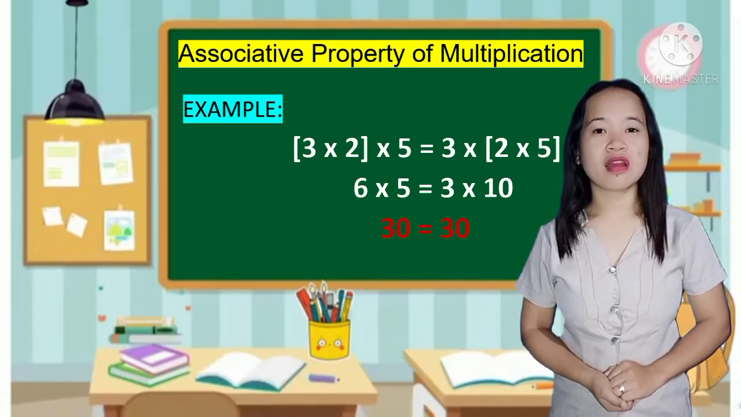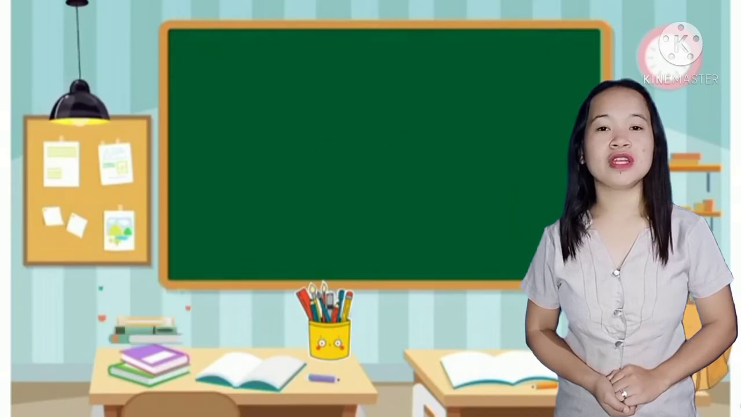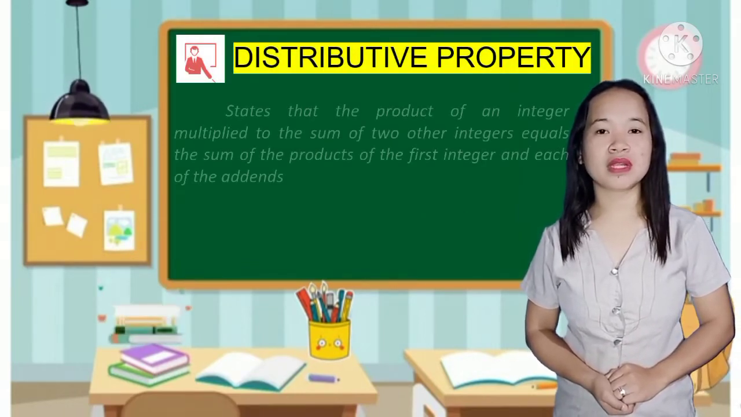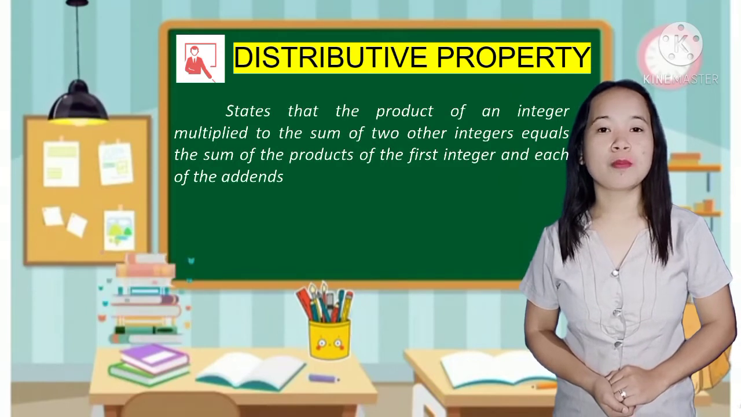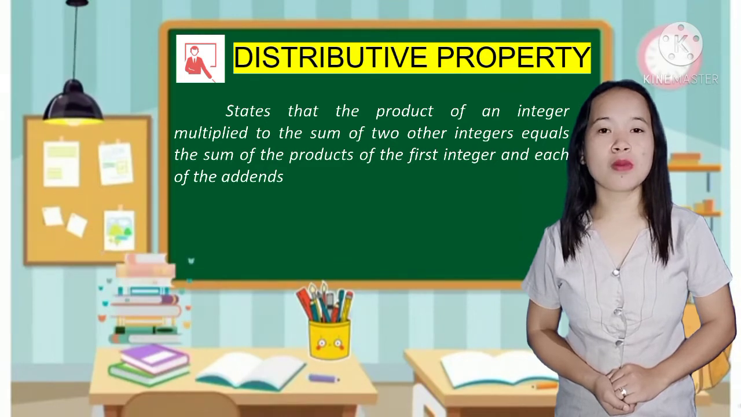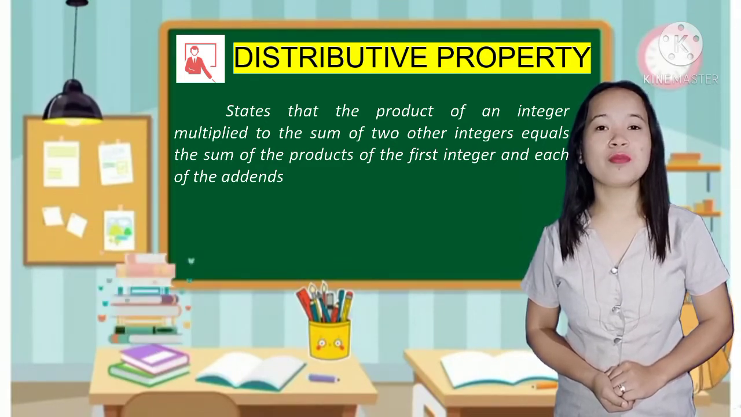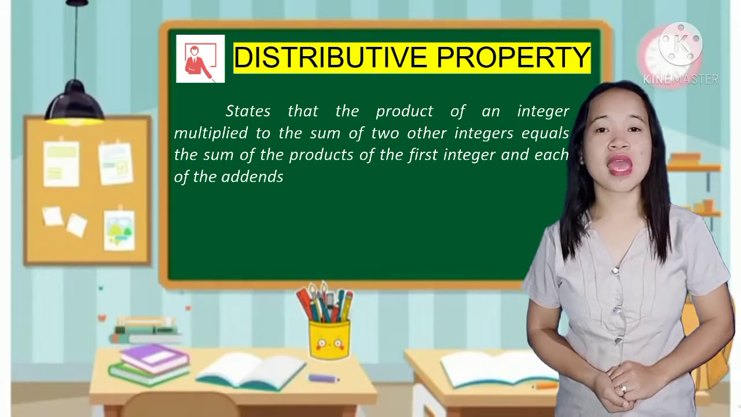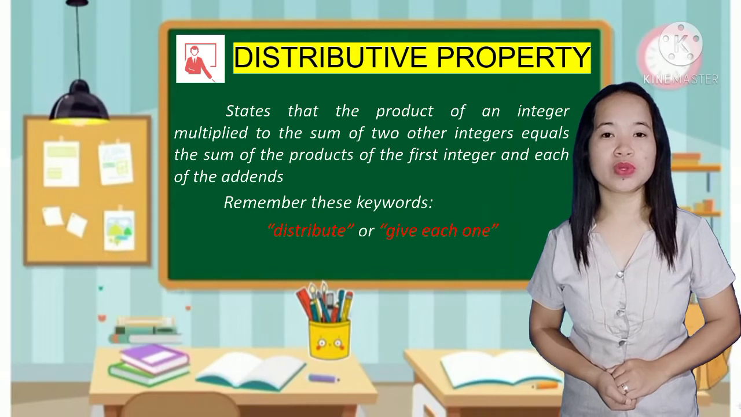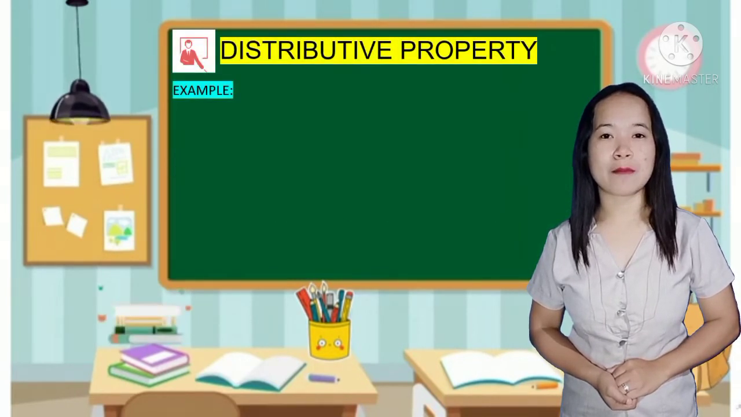Now, we are on the fourth property of the operations on integers, the distributive property. Distributive property states that the product of an integer multiplied to the sum of the two other integers is equal to the sum of the products of the first integer and each of the addends. Remember these keywords, distribute or give each one. So here is an example.